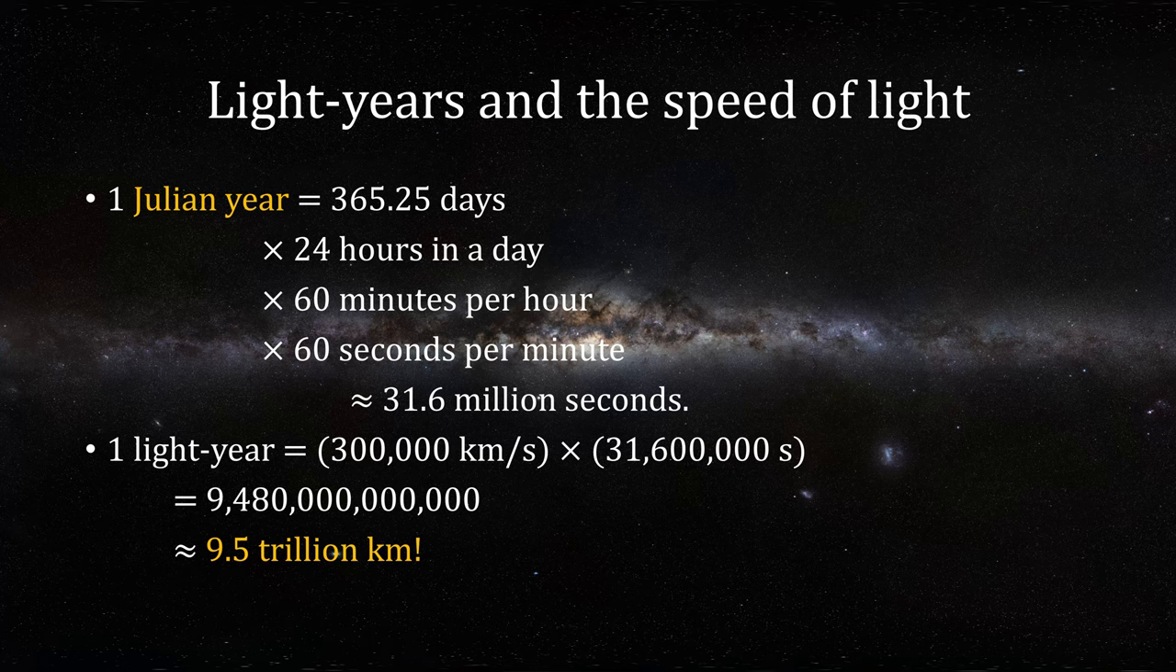So remember, distance is equal to speed multiplied by time. So the distance of one light year is equal to the speed of 300,000 kilometers per second times the time of 31,600,000 seconds. And that equals approximately 9.5 trillion kilometers.